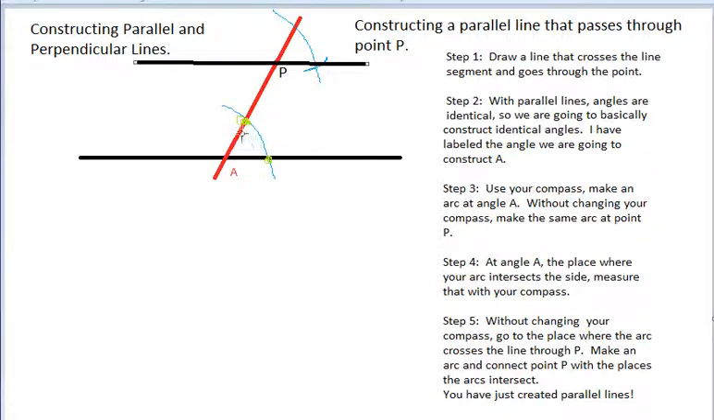And what I discover is that this angle and this angle right here are identical. And that's what makes parallel lines. These two angles have to be identical in order for these to be parallel.